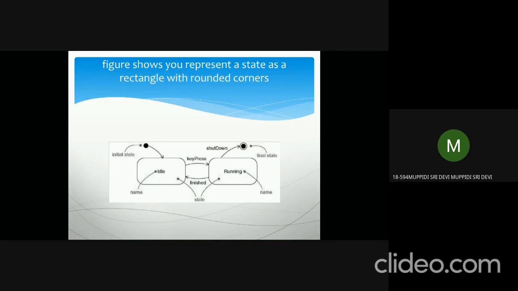Okay, these are two states, idle and running. Whenever we press the event, it will come to the running state. Whenever it is completed, again it will be in the idle state. Here, if you see the initial state and final state, the initial state is represented using a solid, bolded circle, whereas the final state is represented by a bolded circle inside a halo circle.